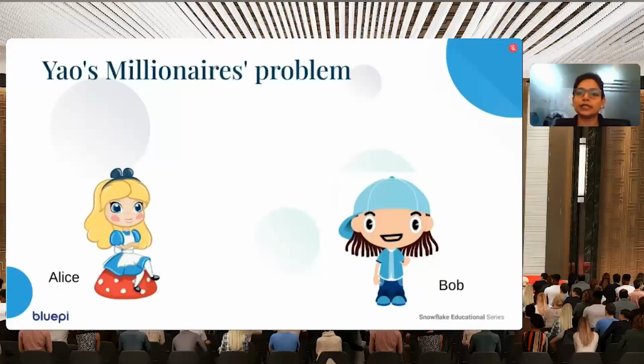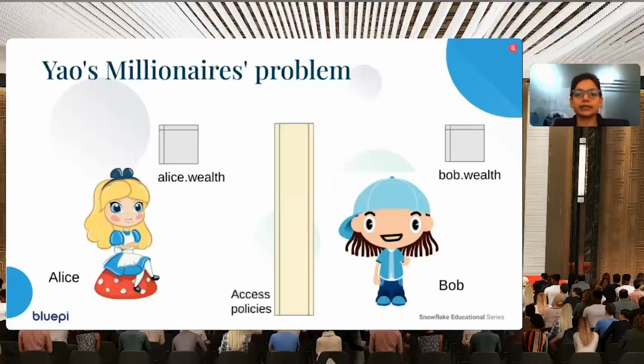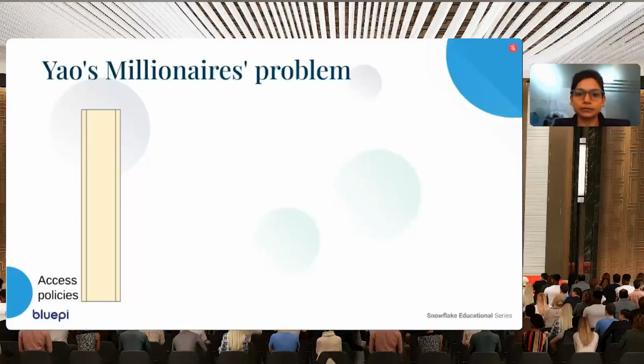Bob uses Snowflake Data Clean Room to allow Alice to compare her wealth with his without revealing the underlying personal information, which is their actual wealth. So Alice creates a table with her wealth value named alice.wealth. Similarly, Bob creates a table with his wealth value bob.wealth. But then Bob creates an access policy that specifies exactly which question Alice can ask and what answer she can receive. In other words, Alice cannot ask what the wealth value is.